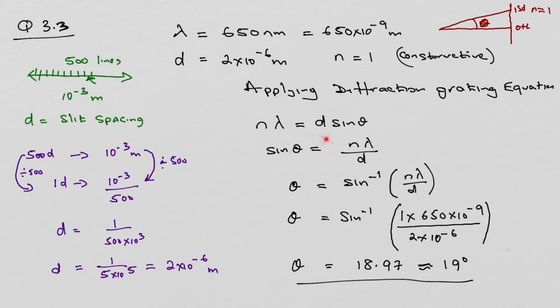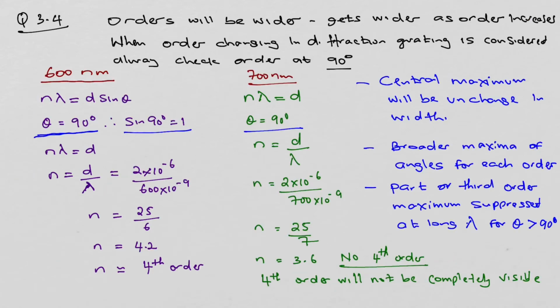Therefore, applying the diffraction grating equation, we can rearrange to find sine theta, and then find theta, and substitute the values we've got. n is 1, and we put lambda in there, and we put the value of d, and we found theta to be 18.97 degrees, roughly 19 degrees.